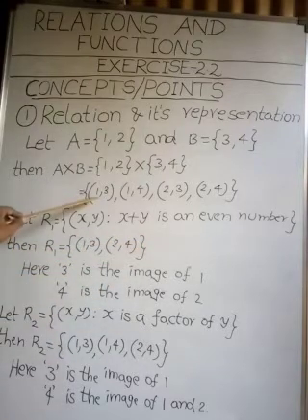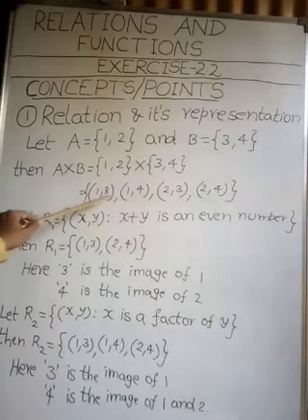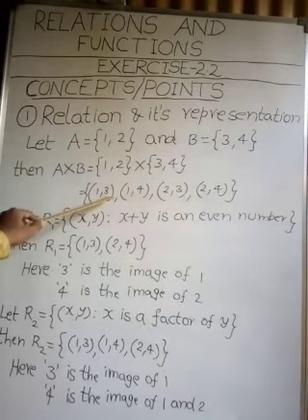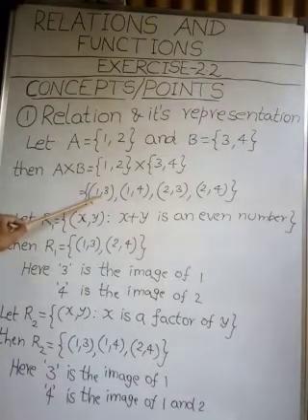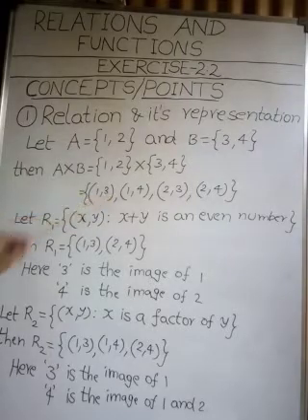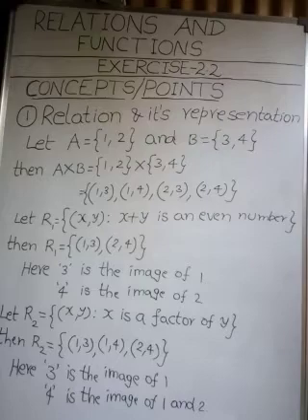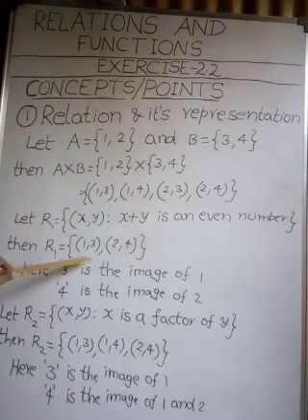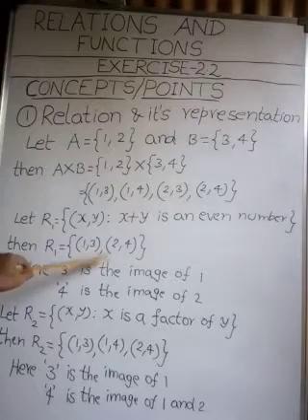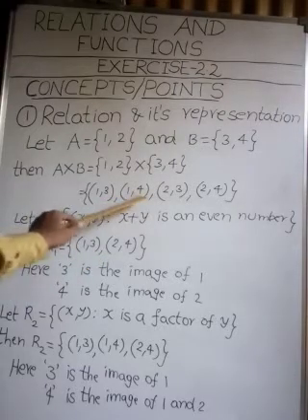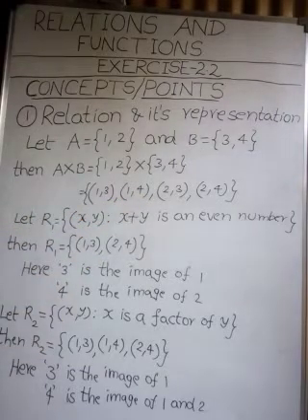See here 1 plus 3. This is first number and this is second number. Imagine this is x and this is y. 1 plus 3. What will you get here? 4. 4 is an even number or not? Yes. So we can write this ordered pair in R1. Okay, my children. Comma 1 plus 4. What will you get here? 5. Is 5 an even number?